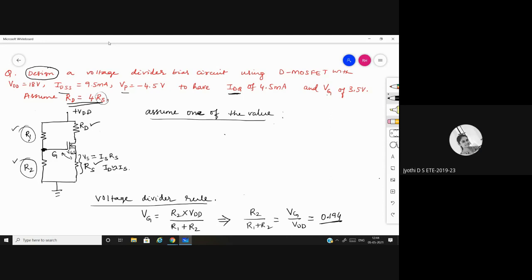R1, sir. Why R1? Sir, it depends on R2. So we can assume R1. Okay. Sir, we can't assume R2 because R2 depends on VG primarily. Okay. So we assume R1. Okay. Anybody?